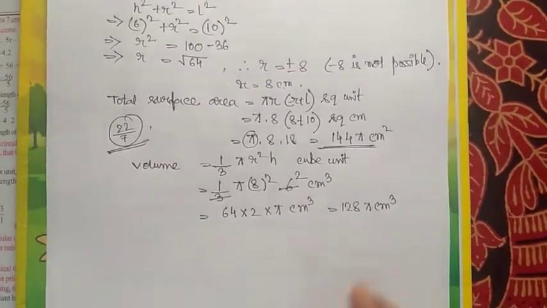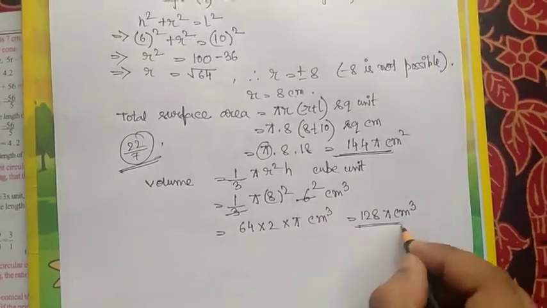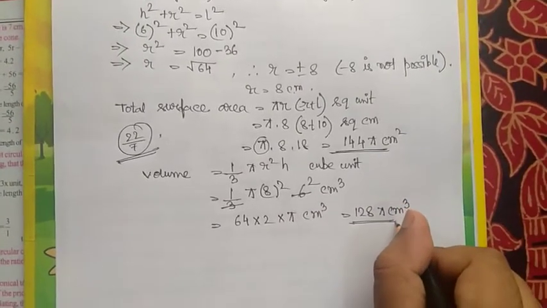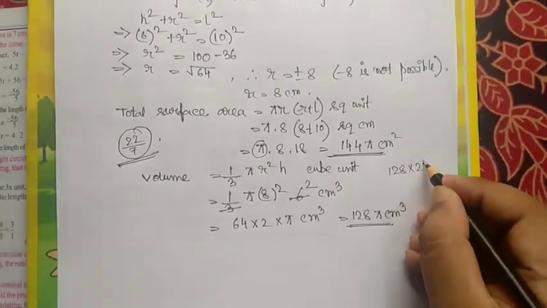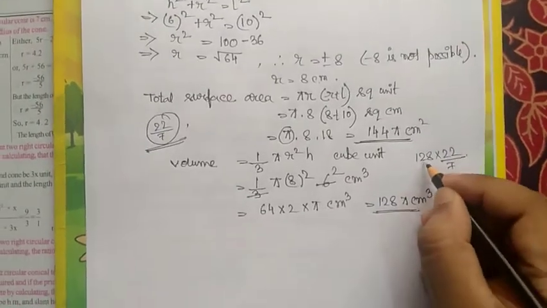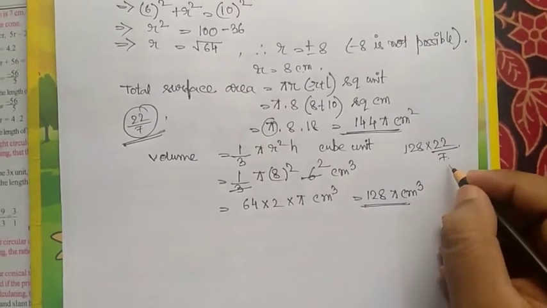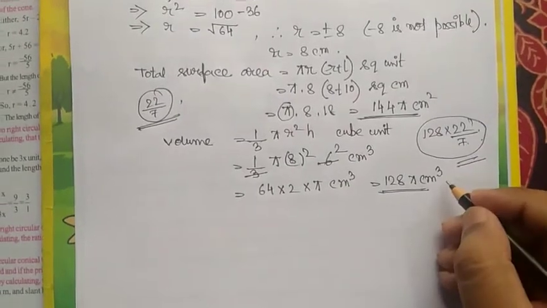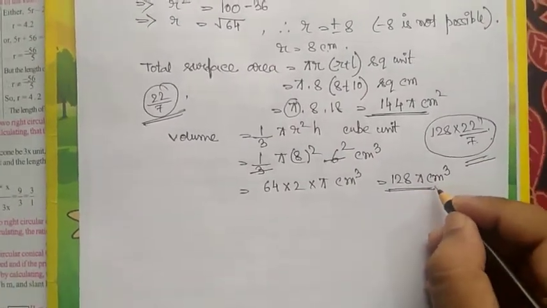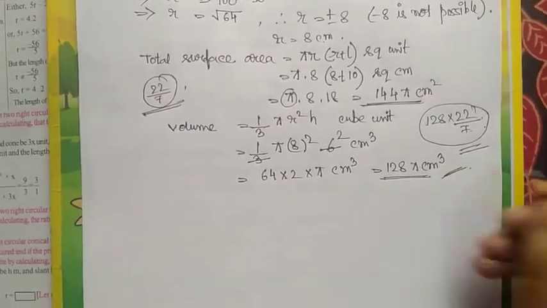Here we see that 128 is not divisible by 7. Therefore the answer should be in the pi formation, 128 pi. If anyone wants to do it in the mixed fraction, like 128 into 22 by 7, multiply 128 by 22, and after that divide by 7, and the answer will be in the mixed fraction. This answer is also right, but I think this 128 pi centimeter cube is less time consuming.